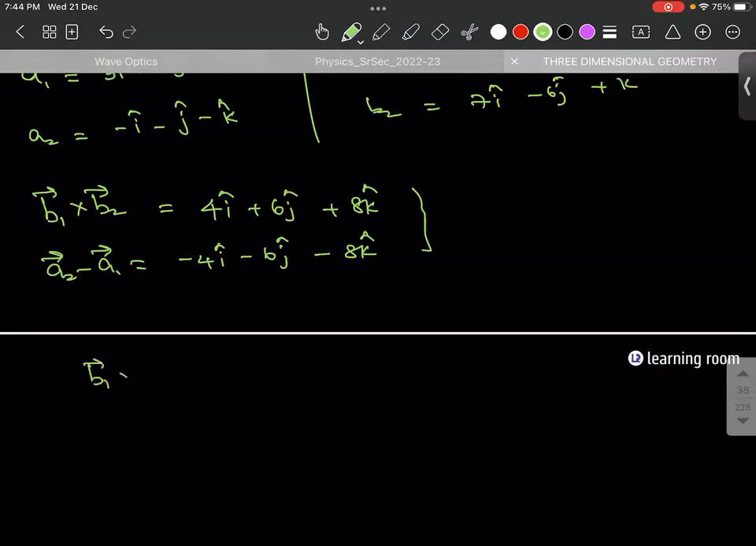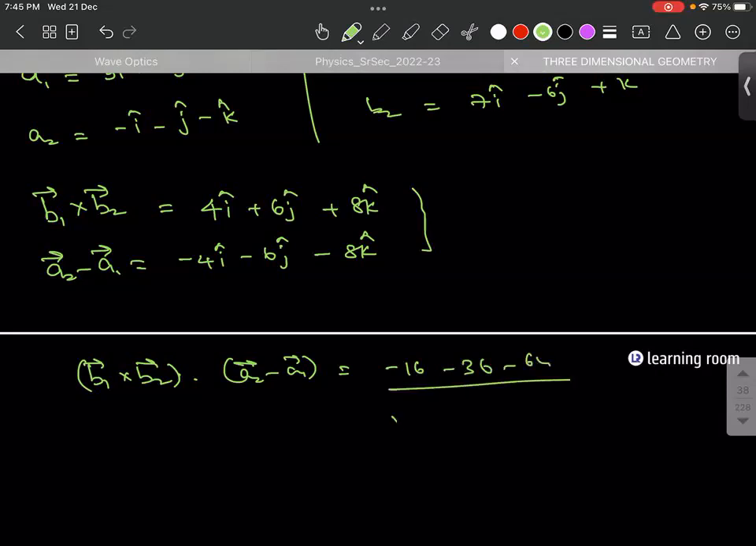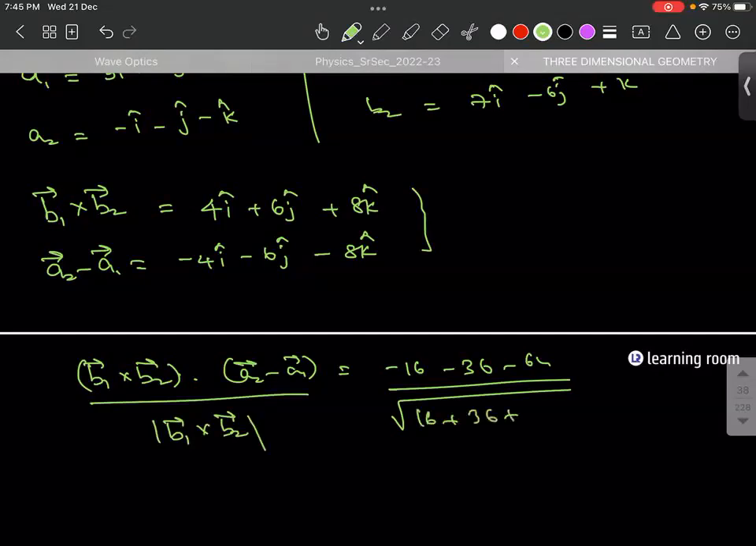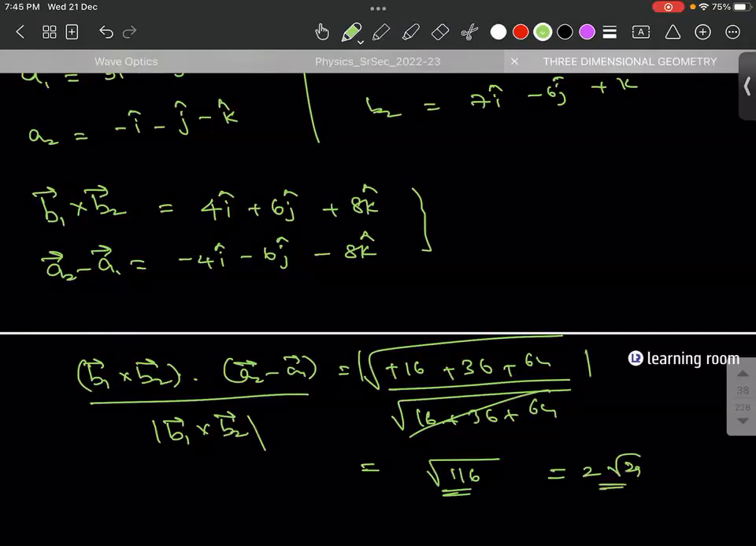So B1 cross B2 dot A2 vector minus A1 vector will be how much? Minus 16 minus 36 minus 64. This is minus 116 divided by square root of 16 plus 36 plus 64. We take a magnitude, so square root of 116 is what you get. You get 2 root 29. Correct.